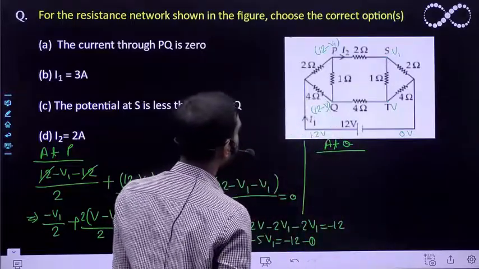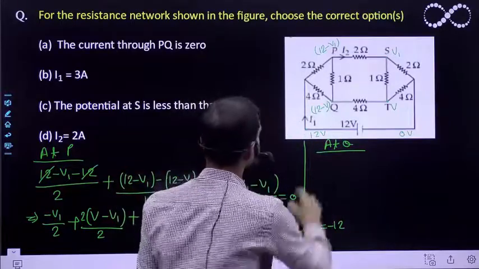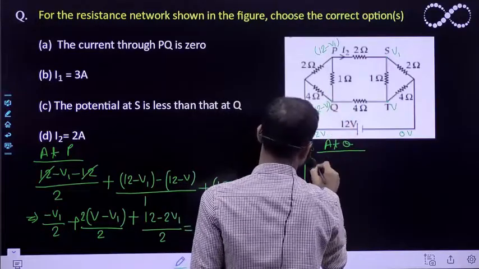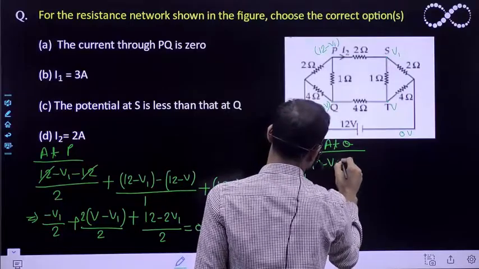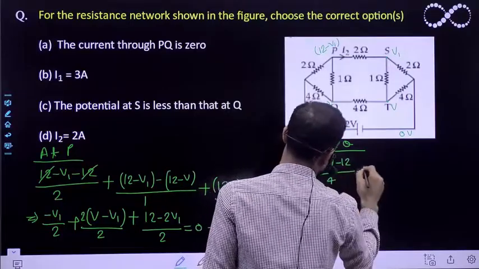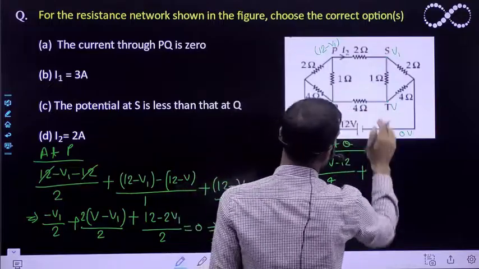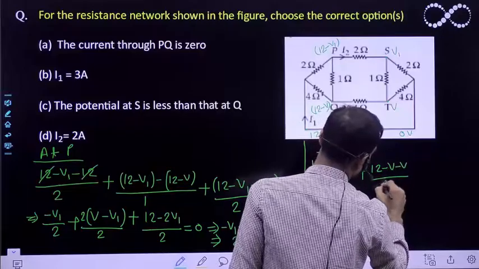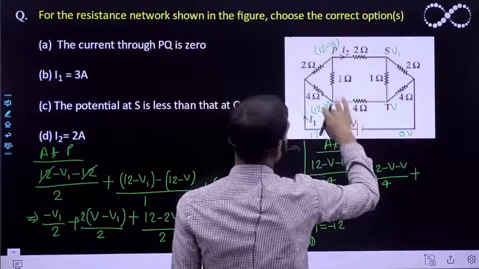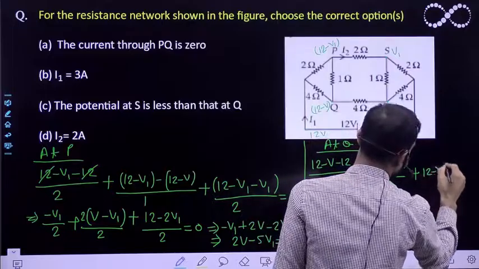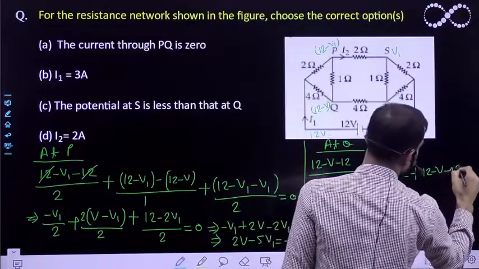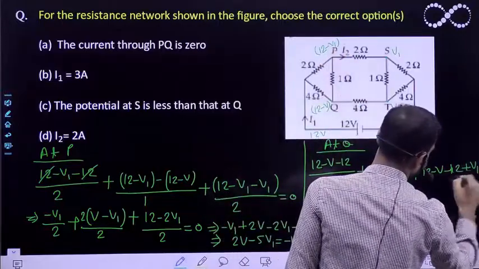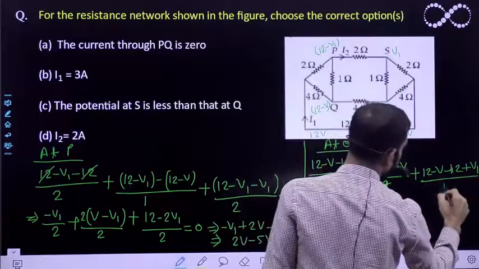At Q, right? So if I work here at Q, once again I will use the junction law. So 12 minus... right? Potential at this is 12 minus V, minus 12 upon 4 plus, right? The junction law at this is 12 minus V minus V upon 4 plus along this is 12 minus V minus 12, right, and plus V1 upon 1, right, and this entire will become 0.